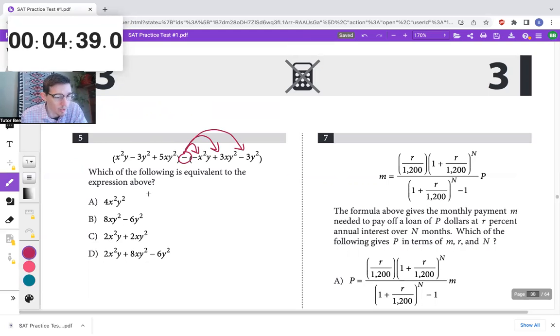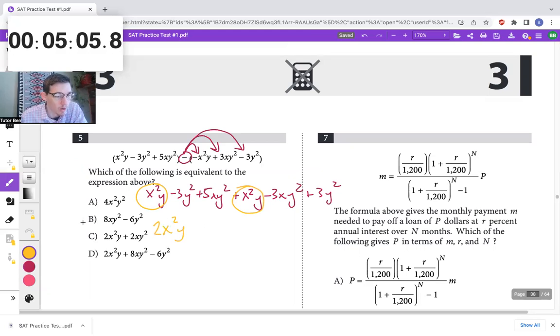So we're going to have x squared y minus 3y squared plus 5xy squared plus x squared y minus 3xy squared and plus 3y squared. All right. So now I'm looking for my like terms. So I see x squared y, x squared y. This is going to give me 2x squared y. Already I can see 2 of my answers are wrong. The next things I see here are a negative 3y squared and a positive 3y squared. So these just cancel out completely.